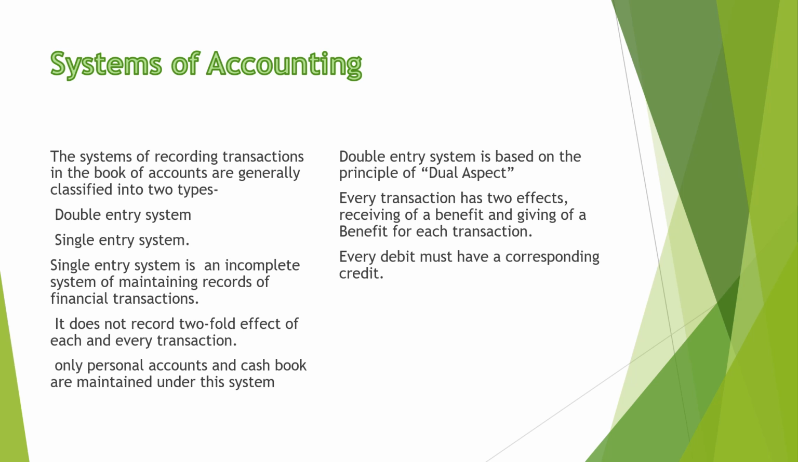Next system is double entry system, where complete record is maintained. The rule of debit and credit is followed, and dual aspect gives us the basic equation, that is accounting equation, where debit is always equal to credit and assets is equal to capital plus liability. Every transaction has two effects, receiving of the benefit and giving of benefit. For each transaction, every debit must have a corresponding credit. So this is called double entry system.